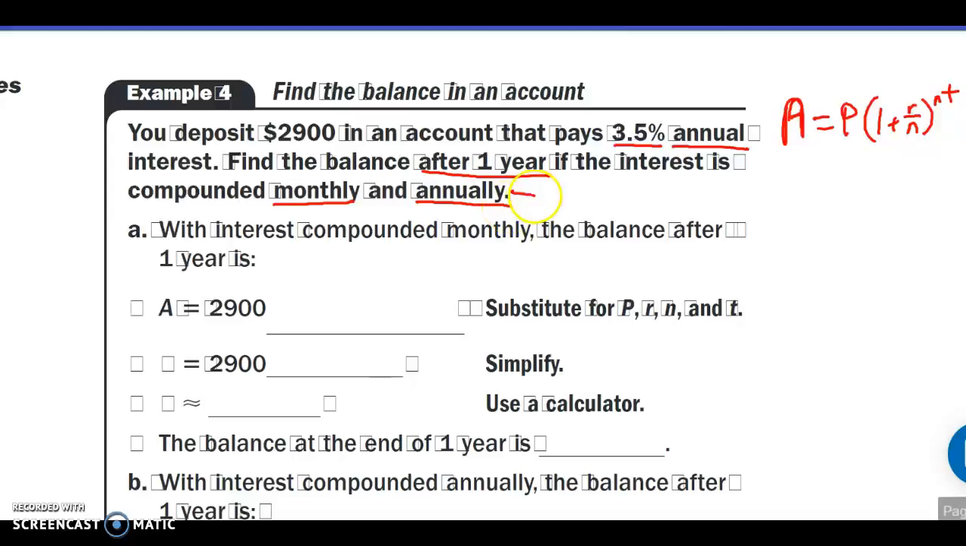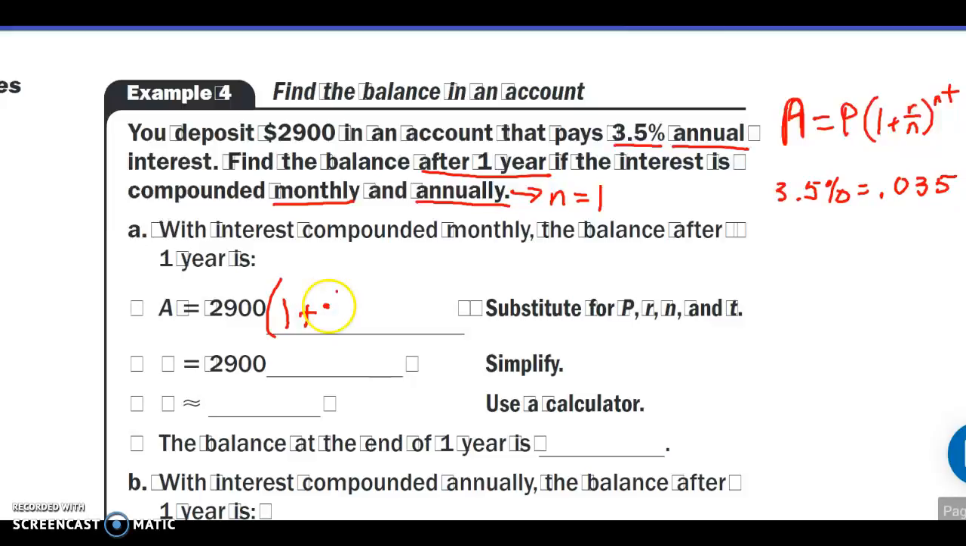If it's compounded annually, then n is 1 because it's just one time per year. So we're seeing how this compounding helps us. So we're going to set up our first equation. A equals 2,900, our starting amount, times 1 plus, so r is our interest rate, and 3.5%, remember we moved the decimal 2 places to make it into a decimal number, so it's going to be 0.035. So get used to writing percentages as decimals. In your calculator, you can divide the percent by 100, and you're going to get that.